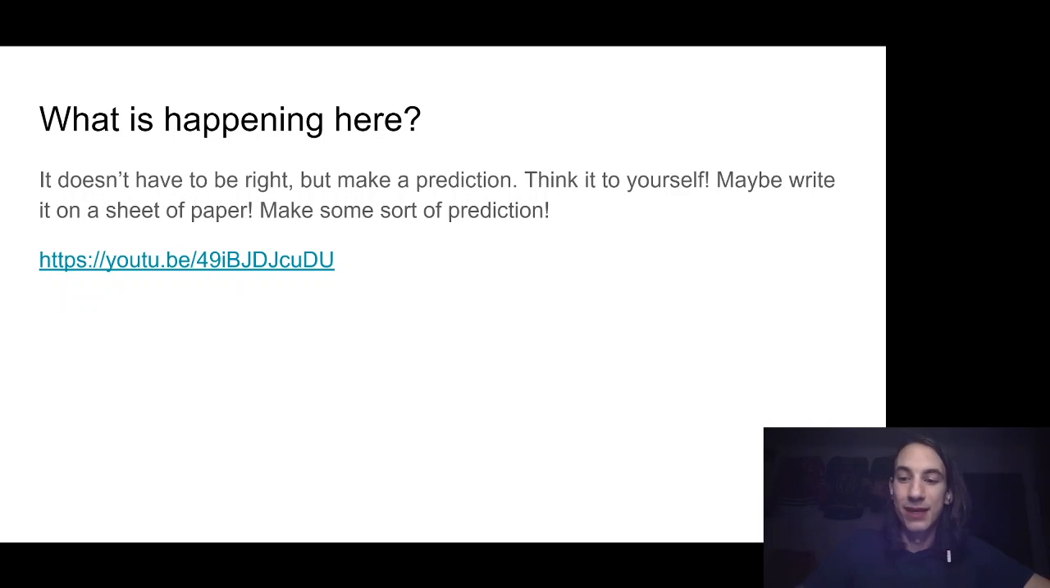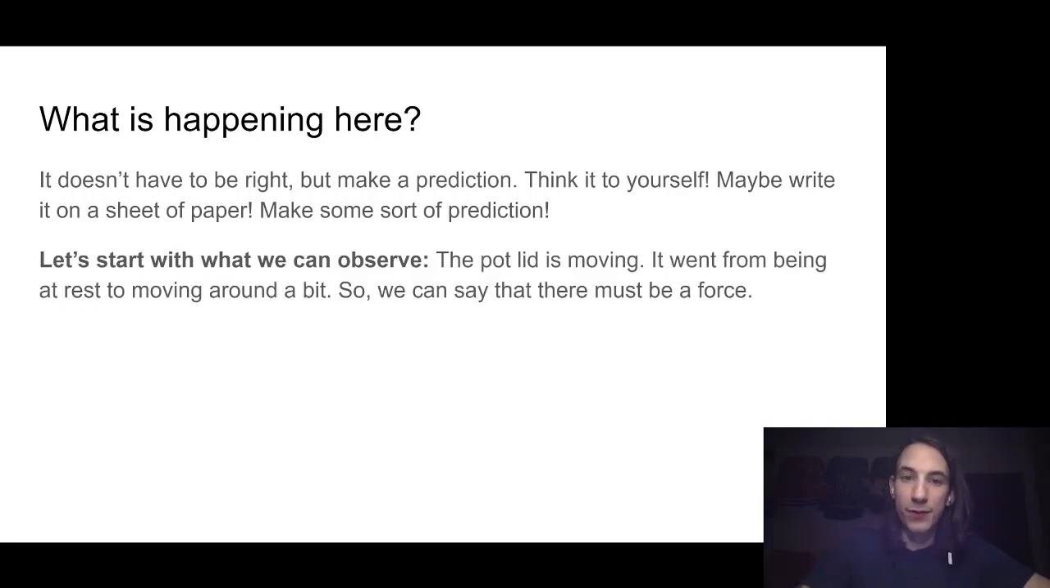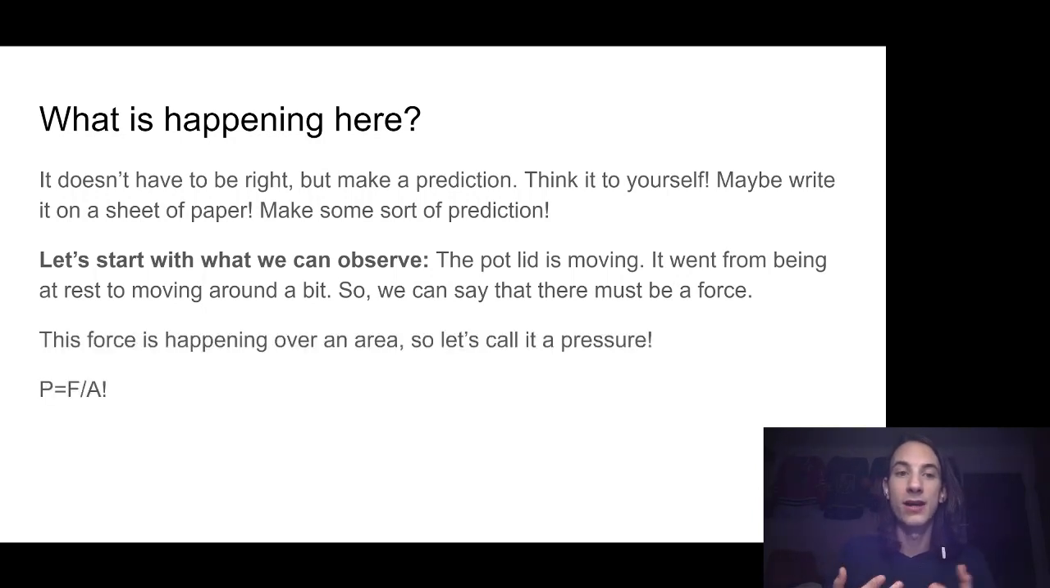Then let's start with what we can observe. One thing we can say is that the pot lid is moving. It went from being at rest to moving around a little bit. So we went from 0 velocity to some velocity. It wasn't sustained, but it definitely didn't move before. So we can say there has to be a presence of a force. In order to accelerate an object, we need a force. So there must be a presence of a force, but what's causing this?